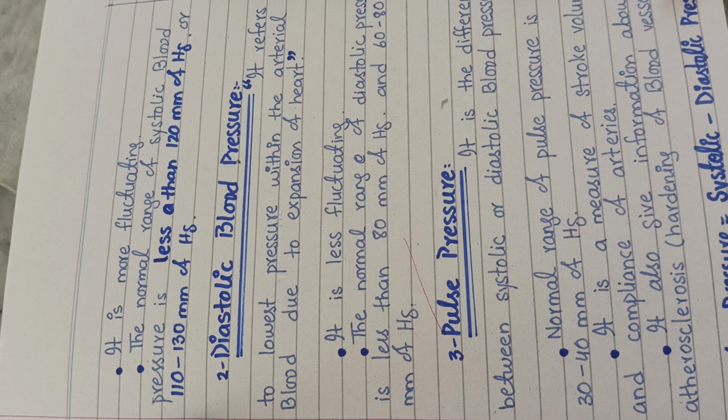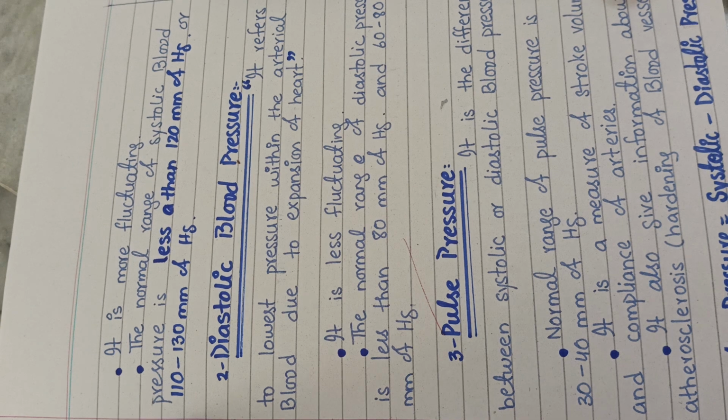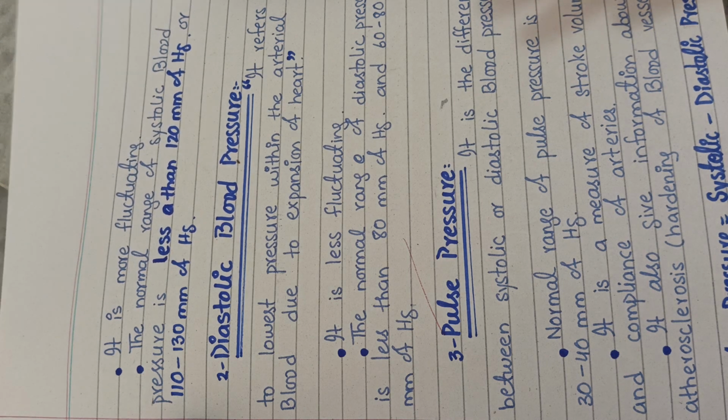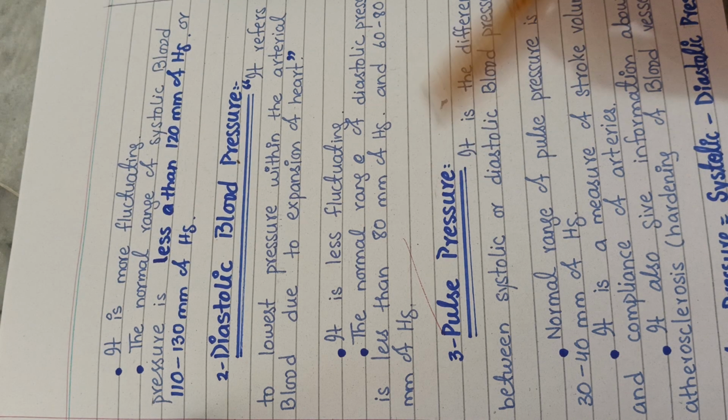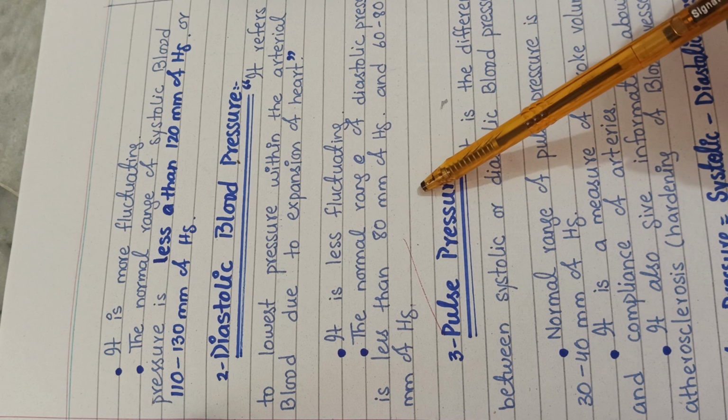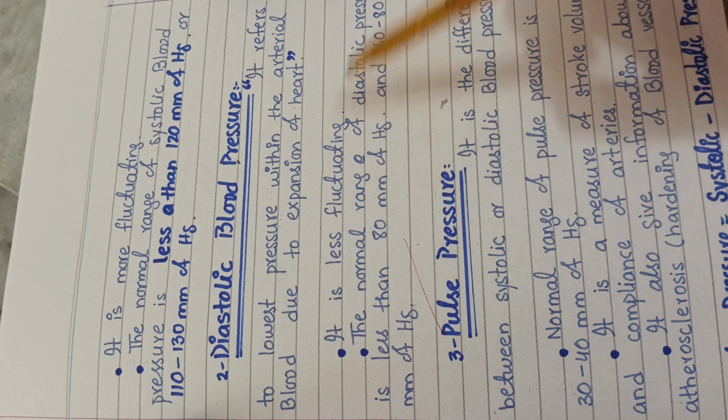Next is the diastolic blood pressure. Diastolic blood pressure is the minimum pressure exerted due to the expansion of your heart. Systolic blood pressure is due to the contraction of the heart, and diastolic is due to the expansion of the heart. It is less fluctuating, and the normal value of diastolic blood pressure is 80. Its range is from 60 to 80.